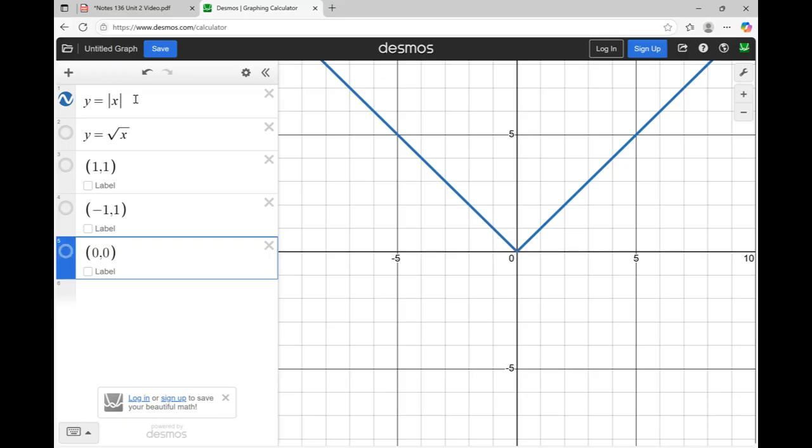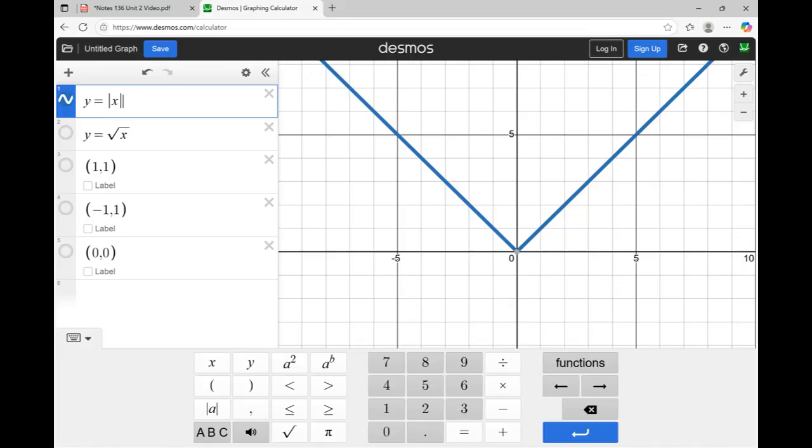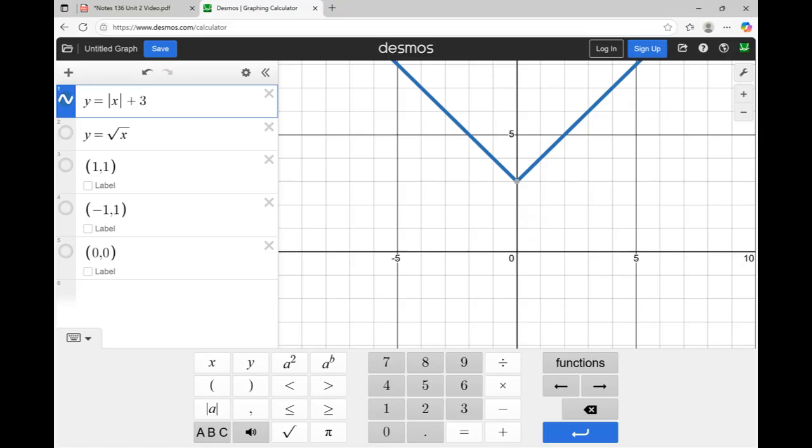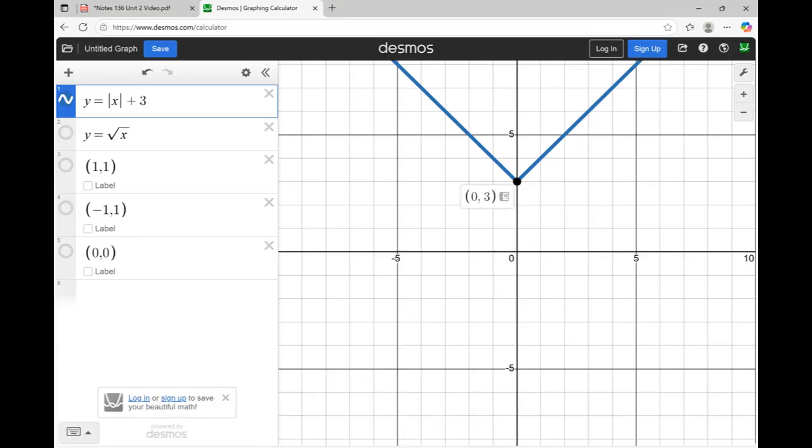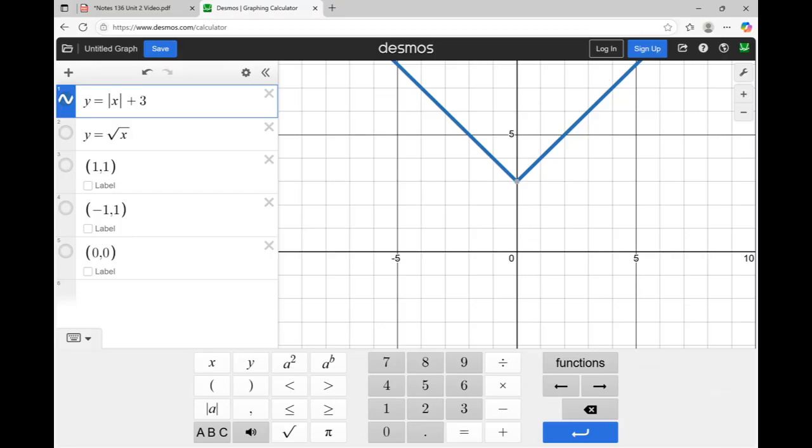So now what we're going to do is come up here and add another number to it. So let's add the number 3 to this. What happened to the graph? Remember, it was down here at 0, 0. Now where is that point? Oh, it's at 0, 3. So what happened? The graph went up 3.